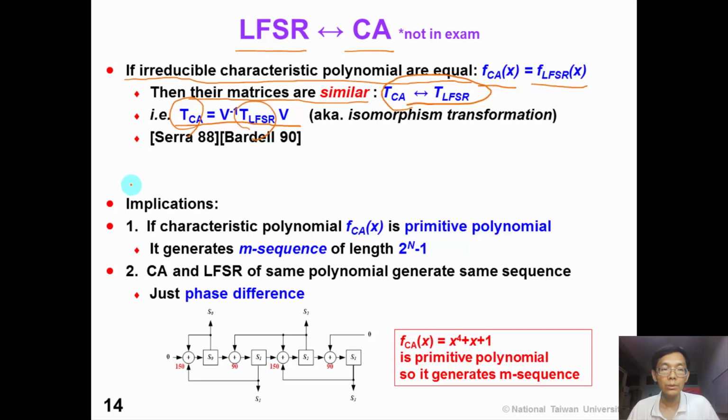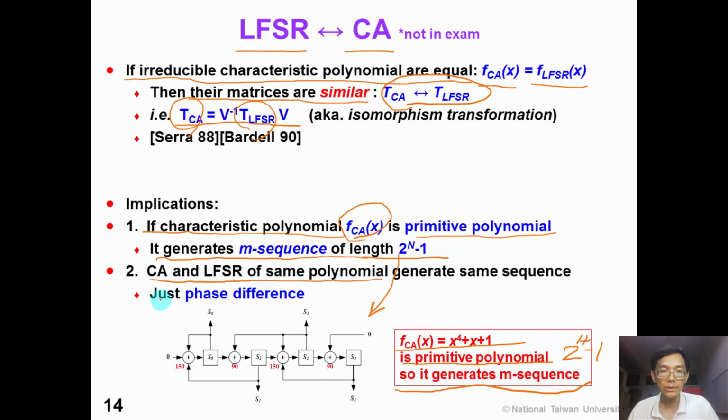The only important thing you need to understand is that if the characteristic polynomial of a cellular automata is a primitive polynomial, then it can generate an M sequence and the length is 2 to the power of n minus 1. Like this particular cellular automata we used in the previous slide, it has the characteristic polynomial x to the power of 4 plus x plus 1, which is a primitive polynomial, so it can generate an M sequence of length 15. And the second implication is that cellular automata and LHCA of the same polynomial can generate the same bit sequence. They differ by just a phase shift.